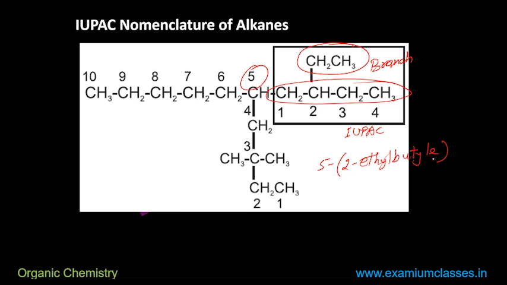Then I have some other branches also. On third carbon, I have 2 methyl groups also. Means 3,3-dimethyl. So I have 3,3-dimethyl also.